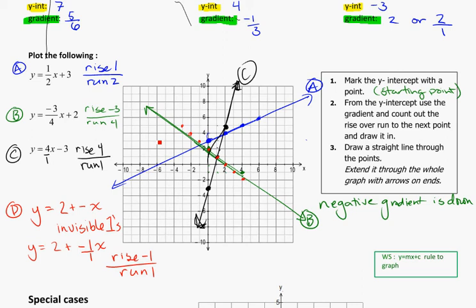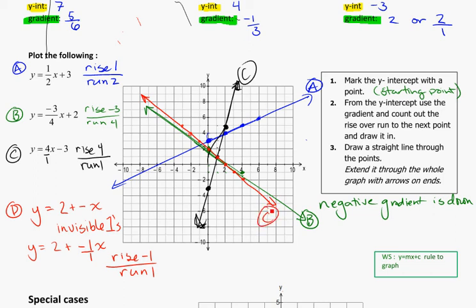So, once you've got your points on there, try your best to draw a straight line. Again, my tablet makes this very difficult, so hopefully yours look better than mine. Try to extend it out, and make sure you get your arrows on the ends.